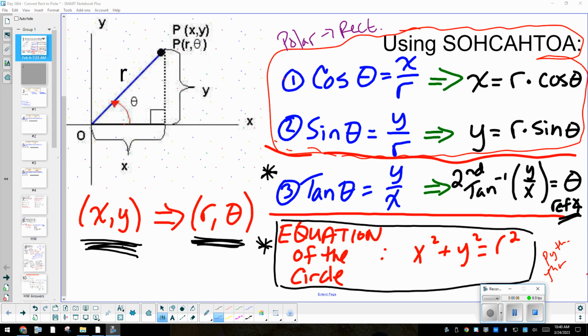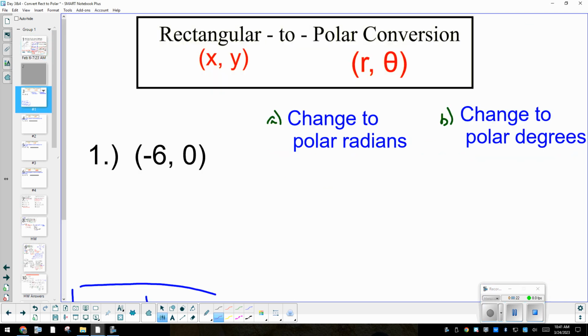We're going to be converting from rectangular to polar. I switch it up all the time. All right, some key pieces of information. So you guys have these all written down? We're good? All right, let's try our first one.